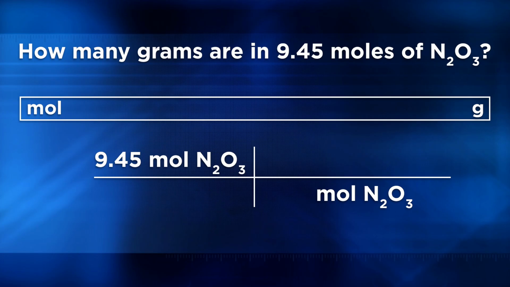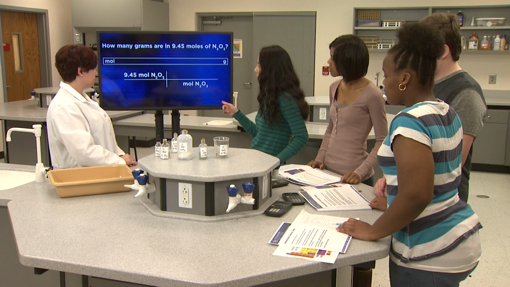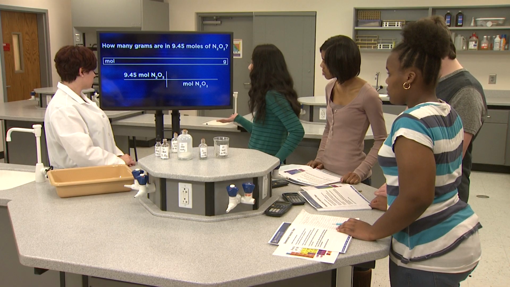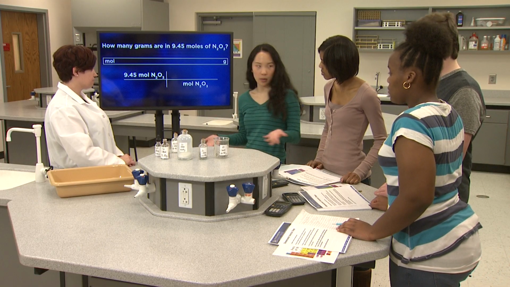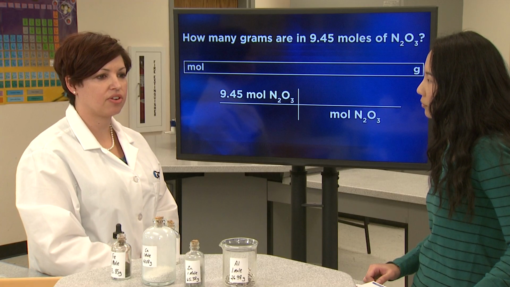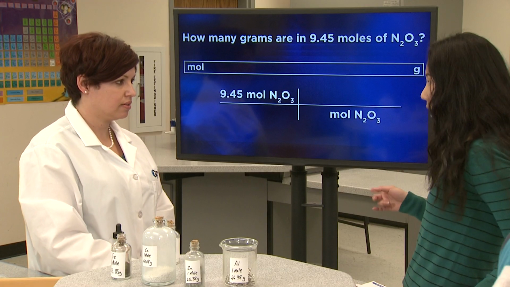Okay, so we're going to need a conversion factor for the next step, right? Yeah. Since we're solving for mass in grams, we should use the molar mass for the compound, kind of like what we were just looking at with the samples. Very good. And what's the molar mass of dinitrogen trioxide? We have to add up the masses from all the elements in the compound.